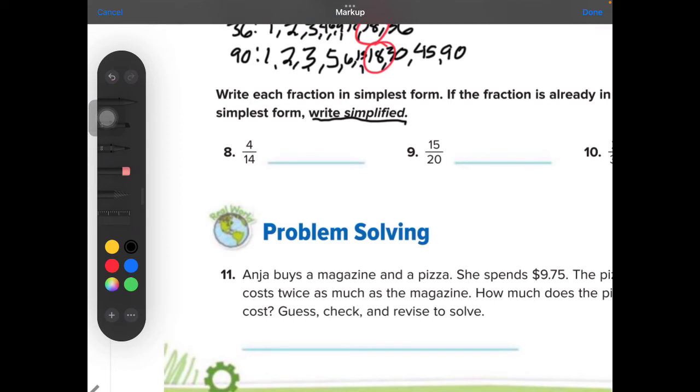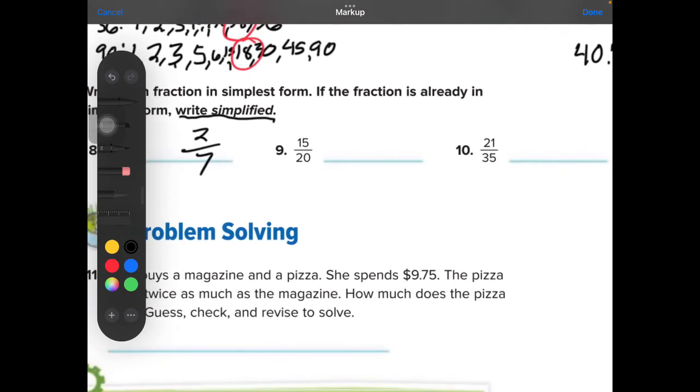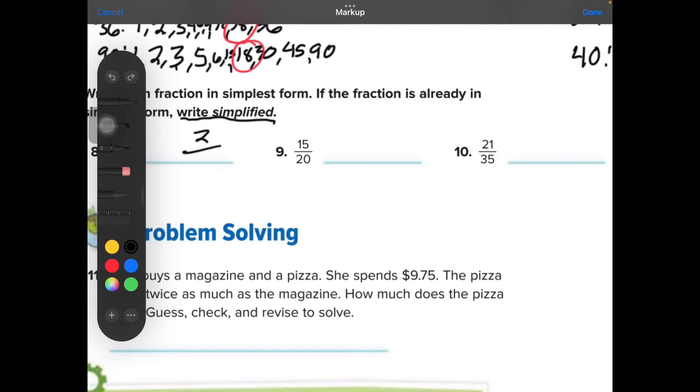Okay, looking at number 8. 8 over 14. Well, they're both even, so I can be a factor ninja and chop them down. I can divide each of them by 2. So 8 divided by 2 is 4, and 14 divided by 2 is 7. So 4/7 will be my ending result. And number 9, I can divide both the top and the bottom by 5. 15 divided by 5 is 3. 20 divided by 5 is 4.